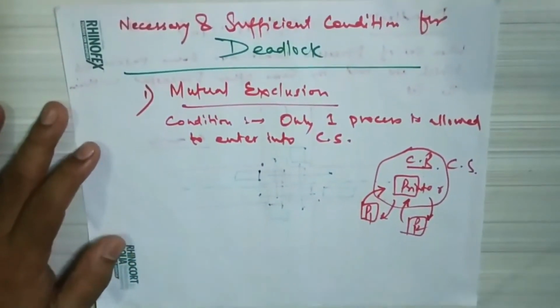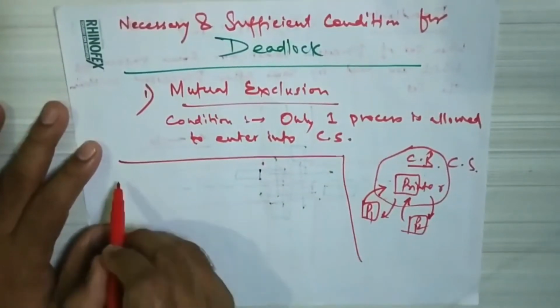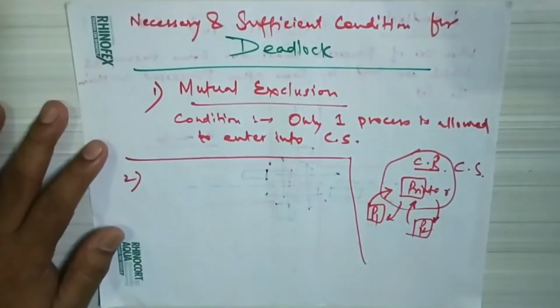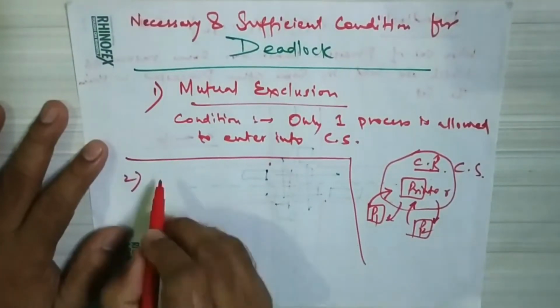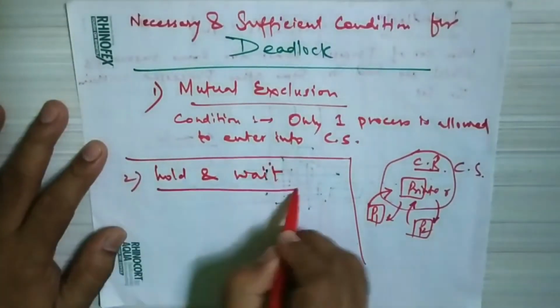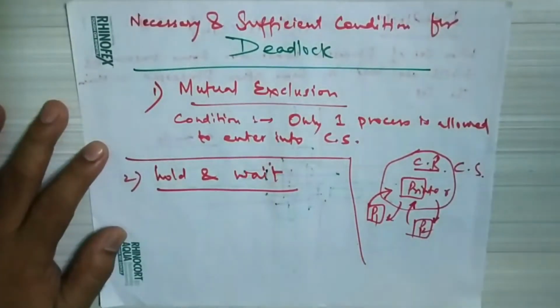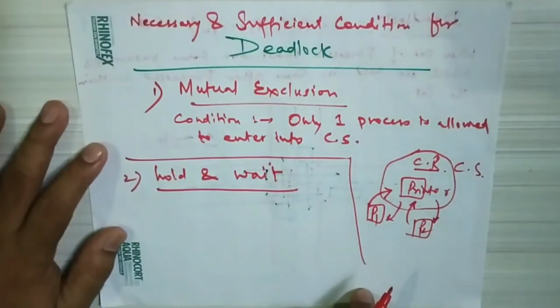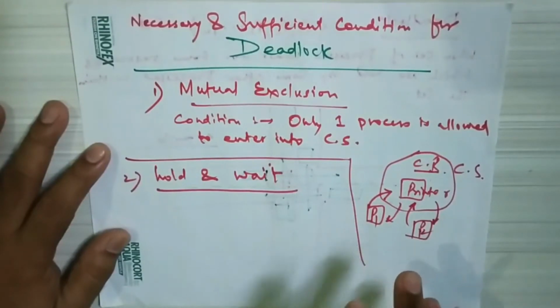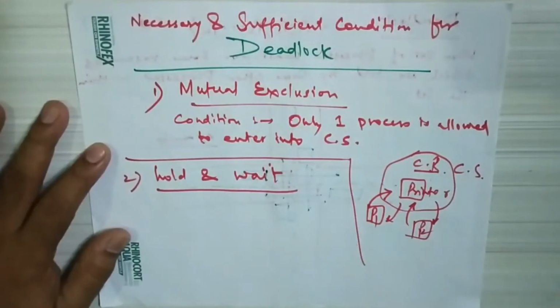Now come to the second one. The second condition is hold and wait. This is the second necessary and sufficient condition for deadlock to occur. Just now we have seen the situation where two processes are holding two resources and they have some requirements also. First we'll understand the scenario.